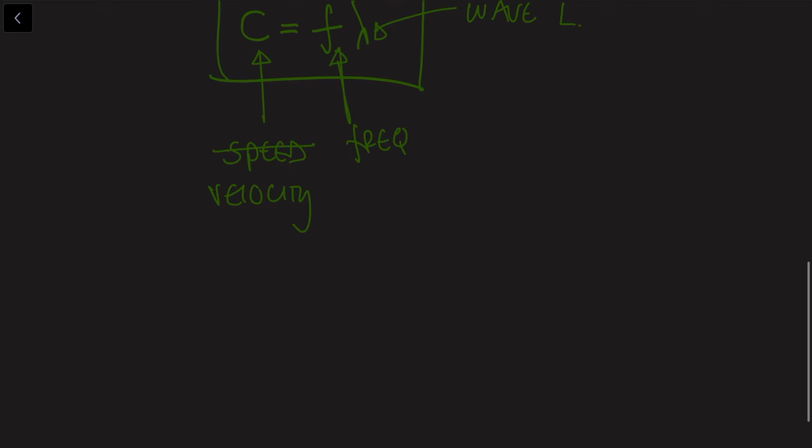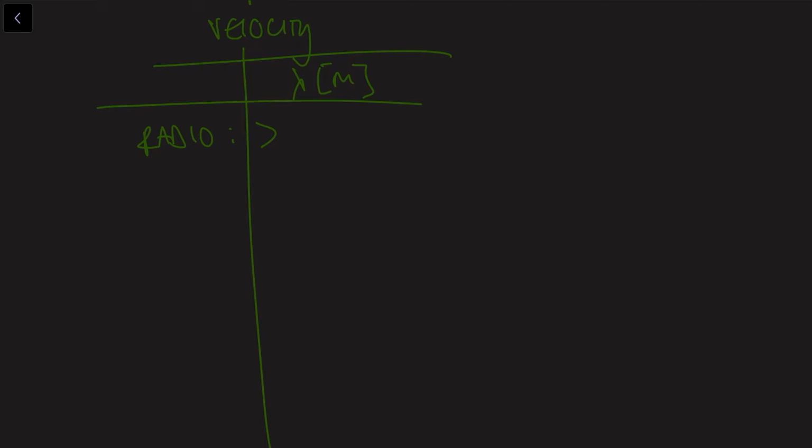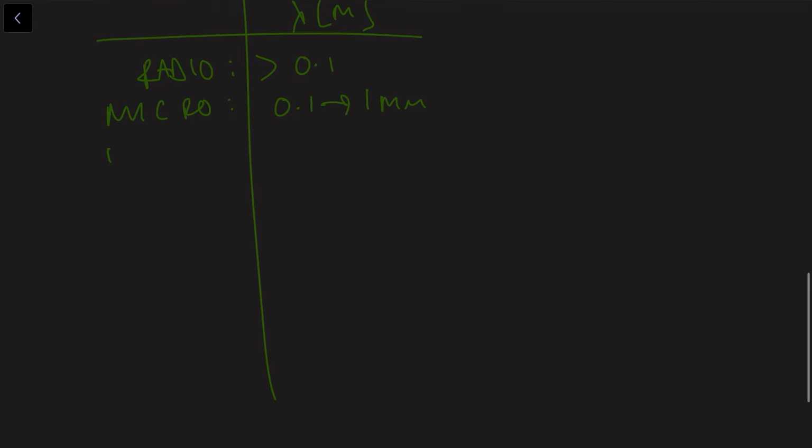So, normally, when we talk about waves, we have different types. So we have radio waves, and these have a wavelength. We're going to do a little grid here, and these have wavelengths in meters, so this is what the square brackets mean, and they are greater than 0.1. Then we have microwaves, and these are about 0.1 to about 1 millimeter. You should have a rough idea of all of these values going all the way down the table.